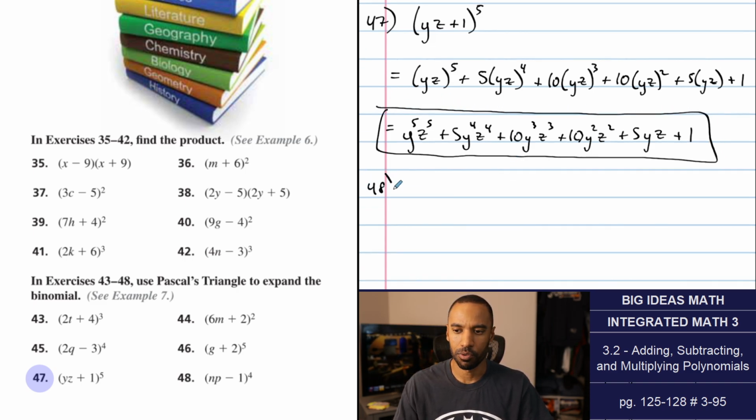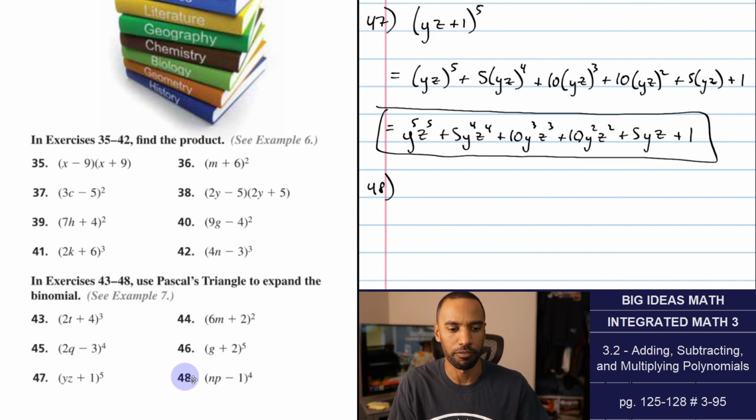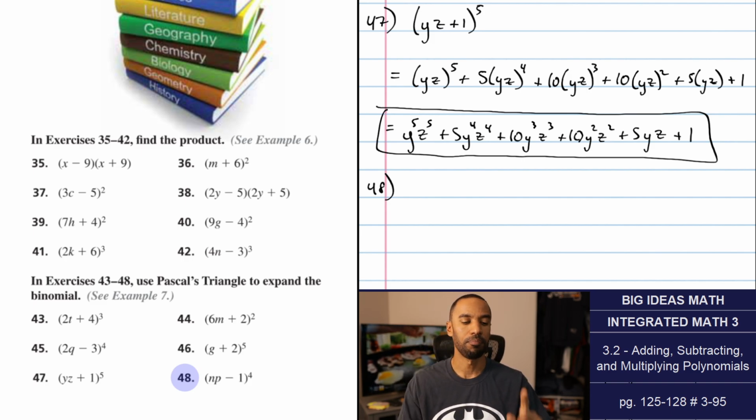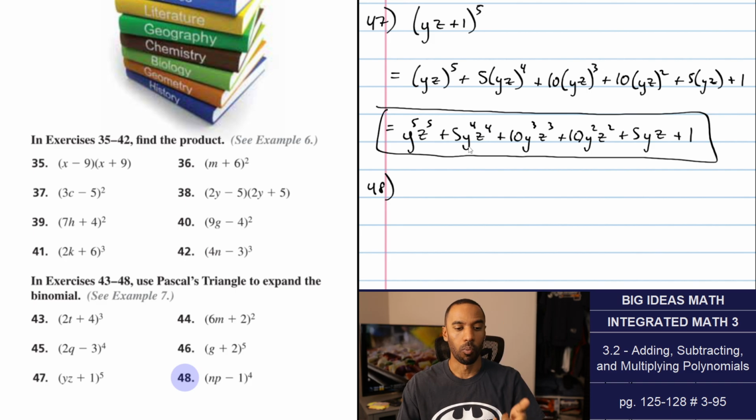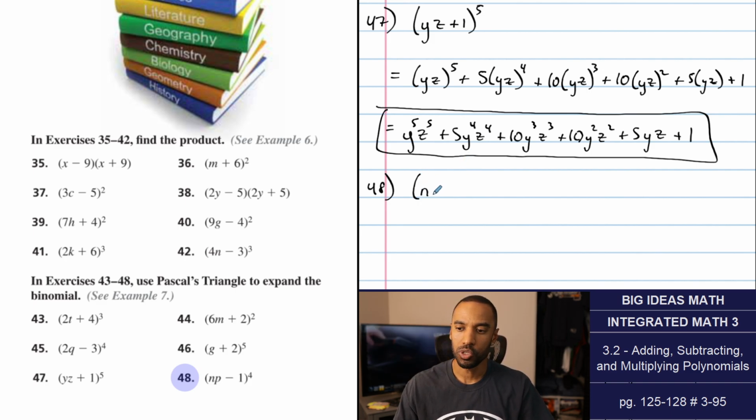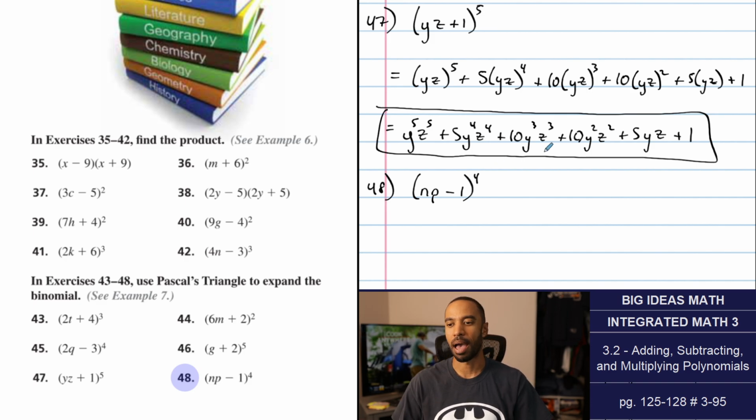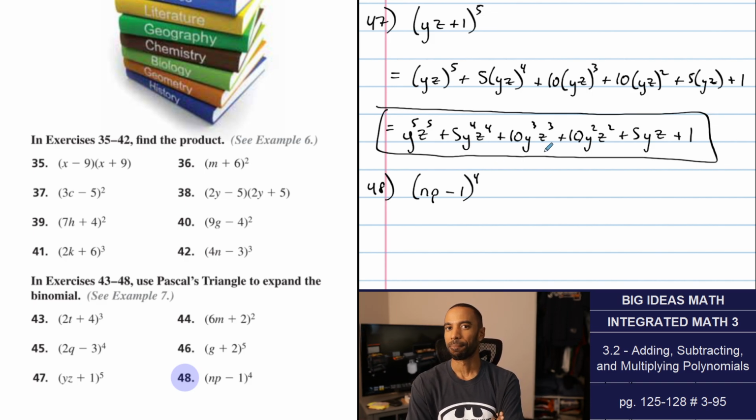Okay, number 48 really looks to be more of the same. It's to the fourth power now. If you remember, those coefficients were 1, 4, 6, 4, 1. And if you notice, this one's also a 1, which means I'm also not going to write the 1s here. There's one difference, and that's the minus. If you remember what happens with minuses, the signs alternate every time: positive, negative, positive, negative, positive. That's what we're going to have.